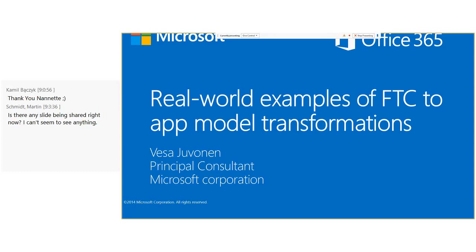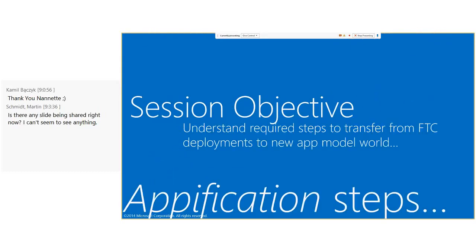The topic is to understand the required steps to transfer from the FTC deployments to the new app model world, in quote-unquote appification steps. So what does it mean that we have an existing SharePoint deployment running full trust code, and how do we transform that to be appified, which is a completely invented word, but one I've personally started using a while back.